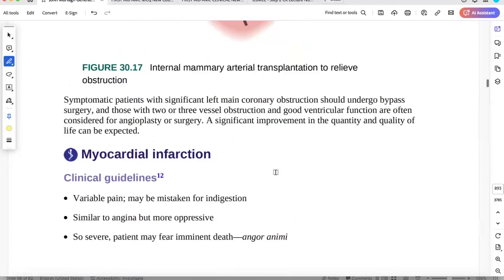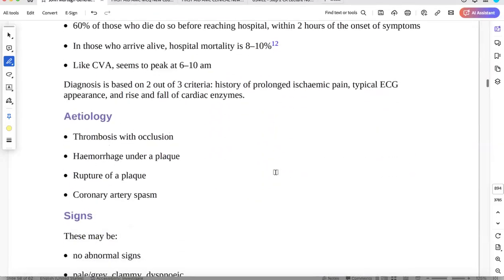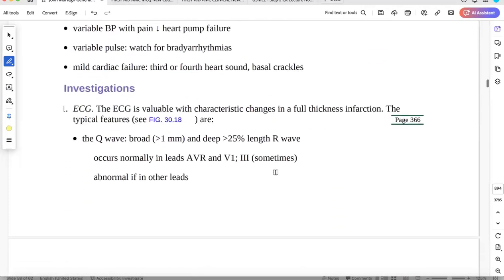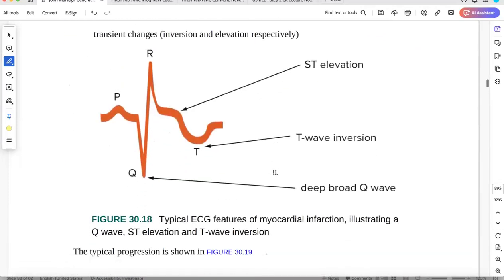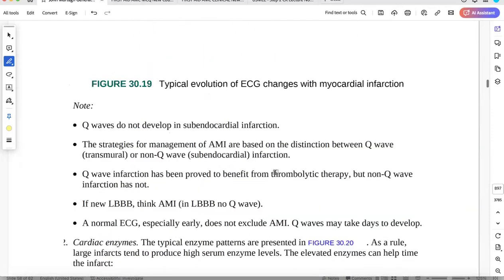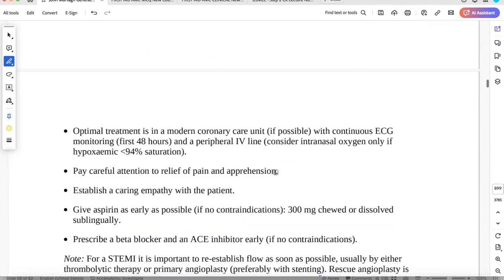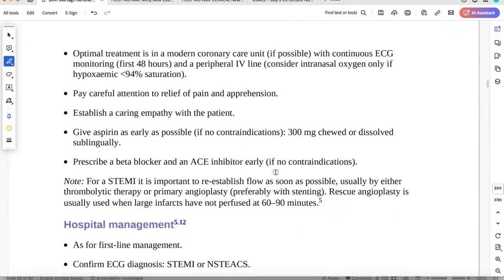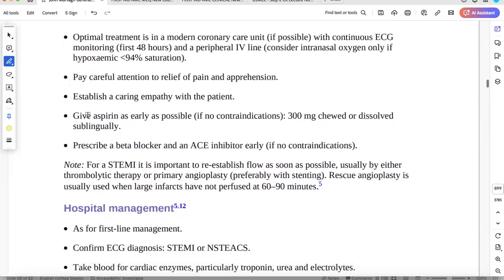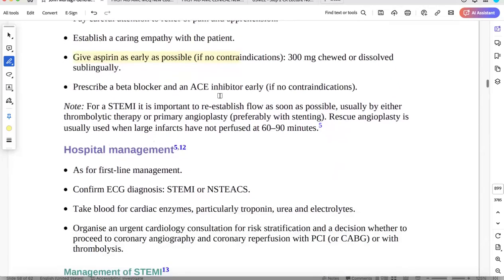All right, so these are all the things that we discussed. This is where they discuss the myocardial infarction. So aspirin as soon as possible.